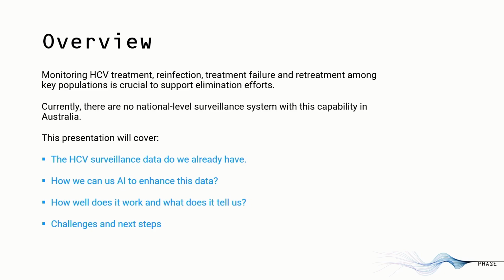So monitoring HCV treatment, reinfection, treatment failure, and retreatment among key populations of people who inject drugs and people in prison is critical to support elimination efforts. So currently in Australia, there are no national HCV surveillance systems with this capability.